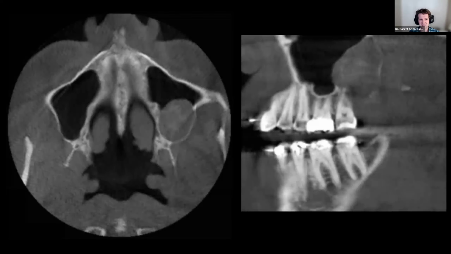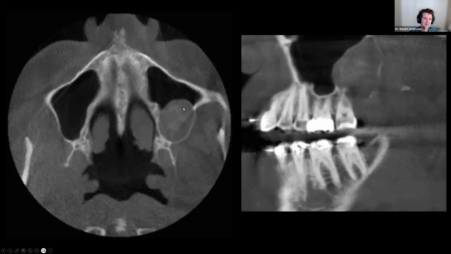Moving to our CBCT scan, we have an axial view of the maxilla here. We can see our right maxillary sinus, our left maxillary sinus, and as we had noted in that panoramic radiograph, we do have something here along that posterior wall of the maxillary sinus. And this is not normal.